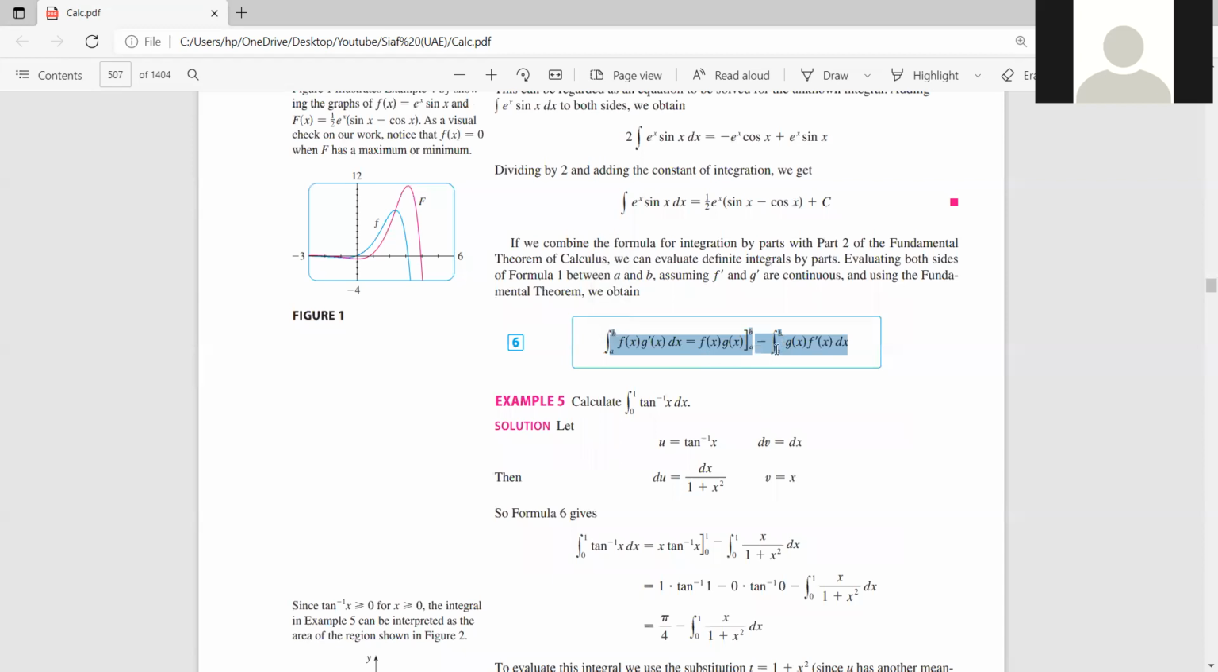It is f of x, g of x, and then we apply the limit, which is 0 to 1, minus the integral of g of x, f dash of x. The formula is the same, we just have to now substitute the limit. Okay, let's start.